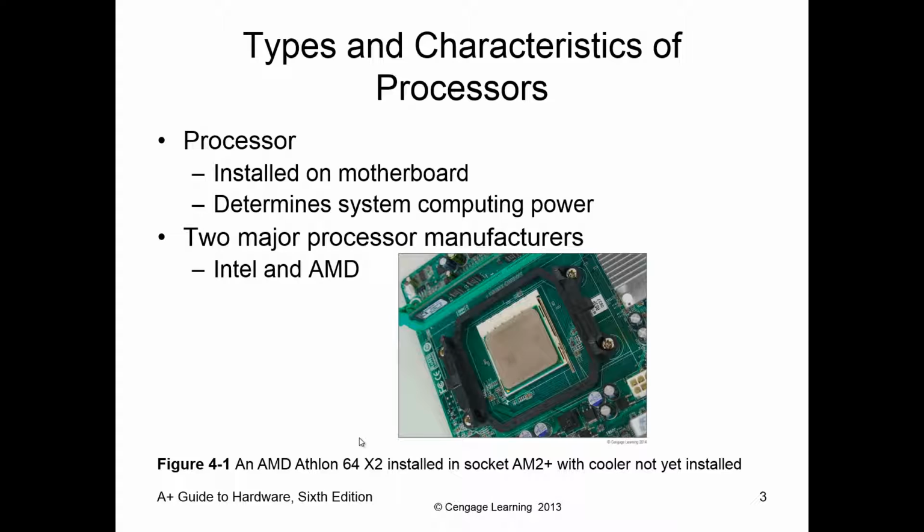So, last week we talked about motherboards. Now we have to talk about our processors. Our processors are essentially the brain of the computer. There are two major manufacturers of processors, Intel and AMD. They are not the only manufacturers, they're just two of the main companies.